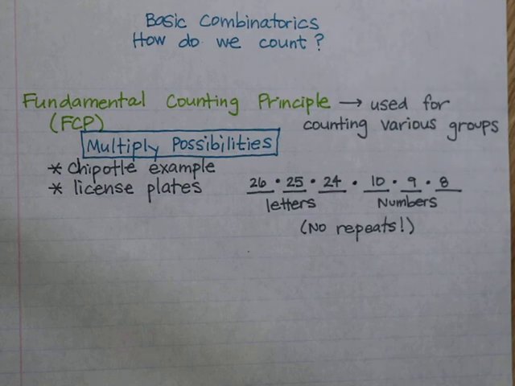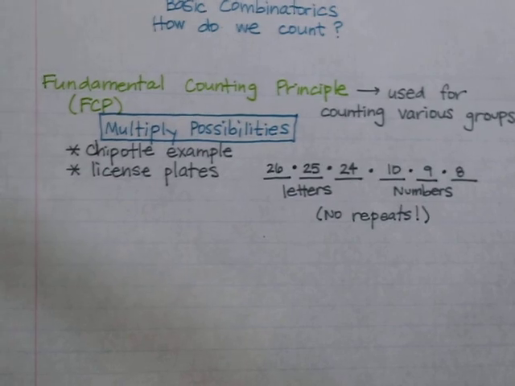So we're using this for various groups. At Chipotle, we have our rice, we have our salsas, we have our other toppings and so on. There are different choices in each group. So that's when we're going to use FCP, and that's when we're going to multiply all our possibilities.